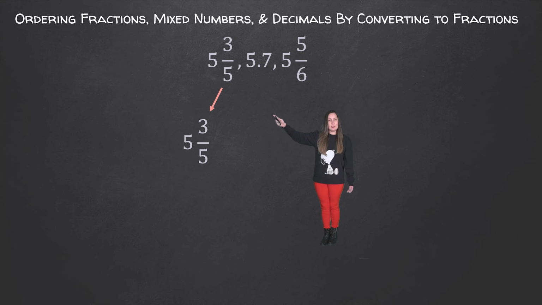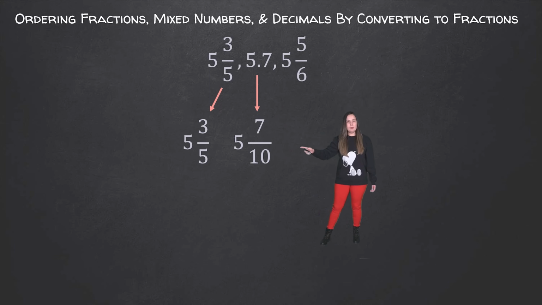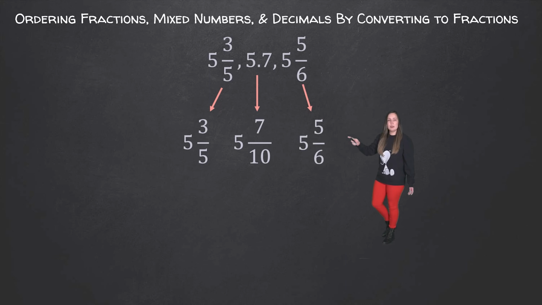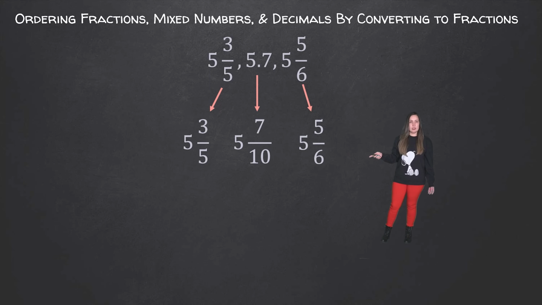Now, this is not written as a mixed number, but we know that it would have a whole number of 5, and because 7 is in the tenths place value, that means we're going to have 7 over 10. And then we have 5 and 5 over 6, which is just going to be rewritten as 5 and 5 over 6. So here we have 3 mixed numbers with the same whole number, making it difficult to compare, and each of which has a fraction with a different denominator, making it difficult to compare as well.